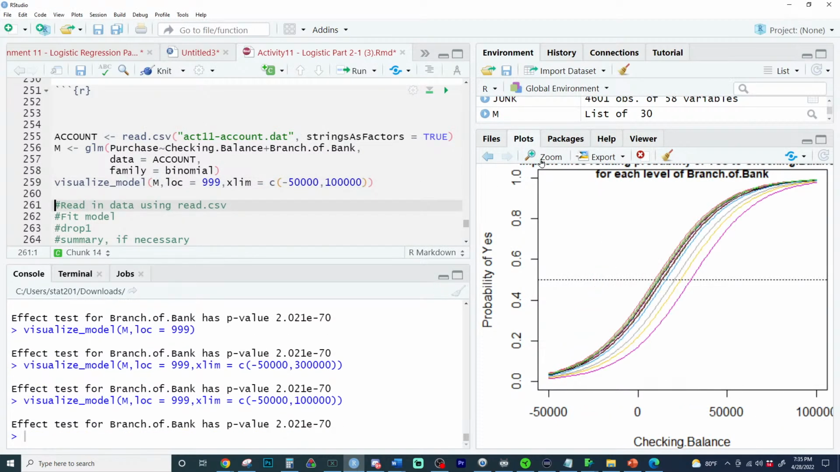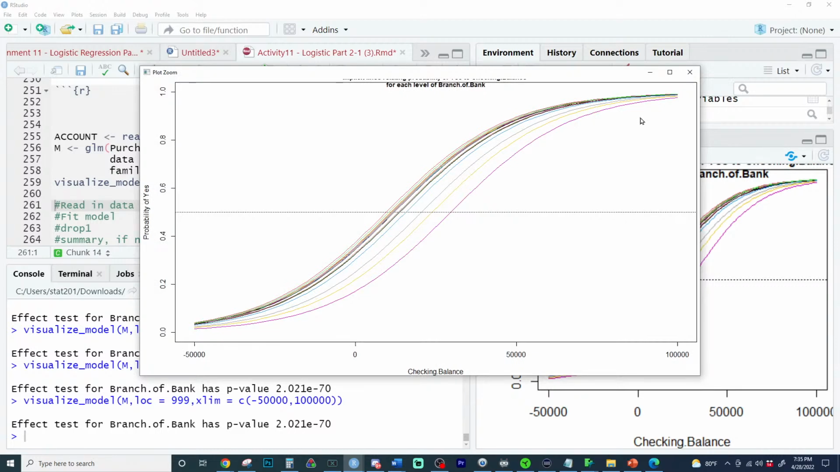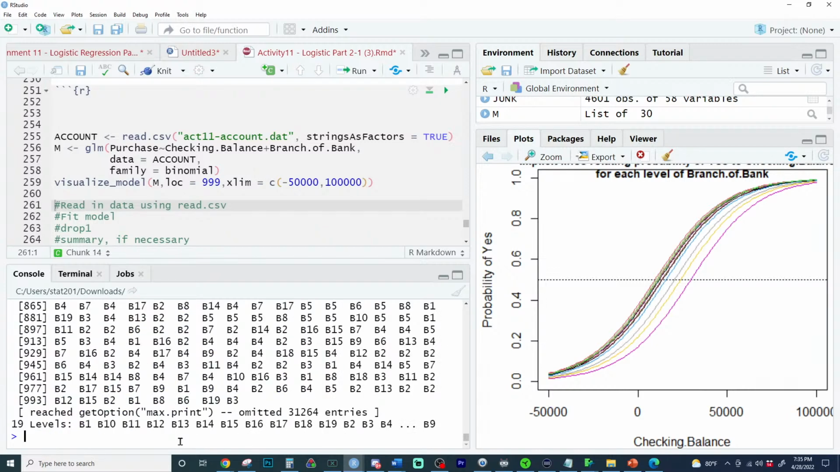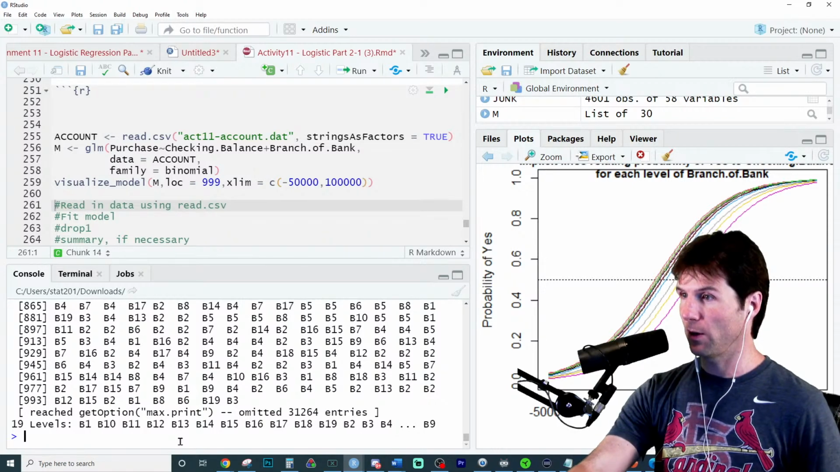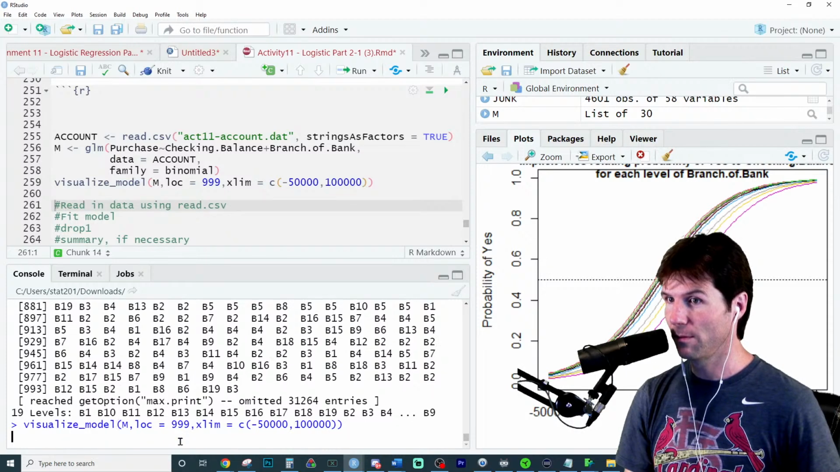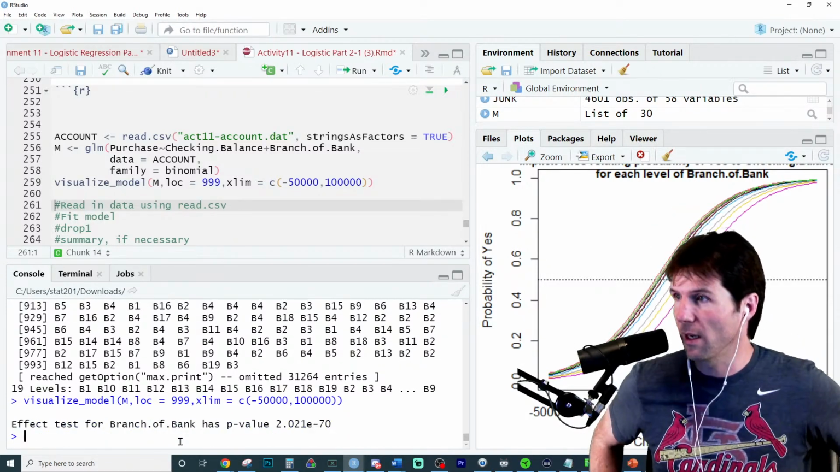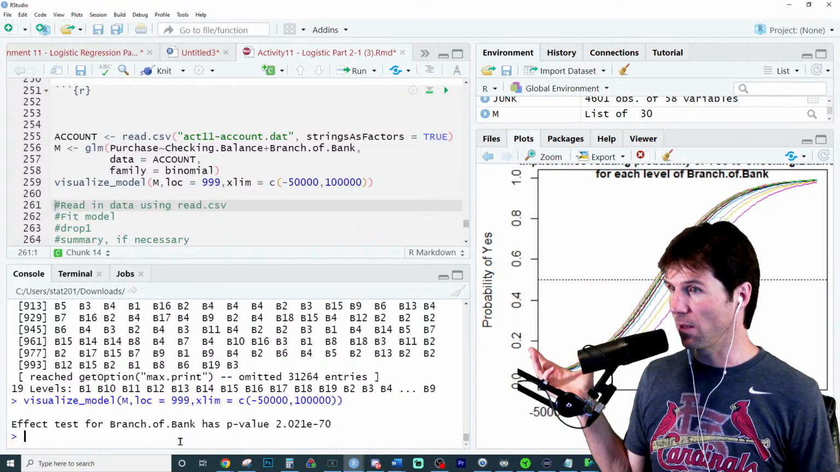There we go. Neat. That is a logistic model with a lot of indicator variables because the variable branch bank has a ridiculous amount of levels. So if we go here and look at account and go to branch bank on it, that has tons of categorical levels. So how could we figure out, and the quickest way is to do this, how could we figure out whether the branch bank is statistically significant?